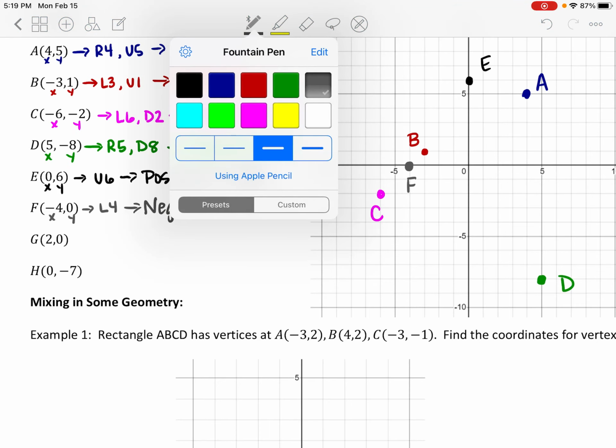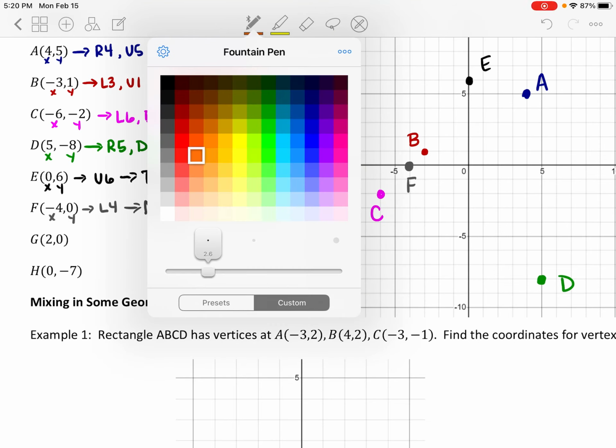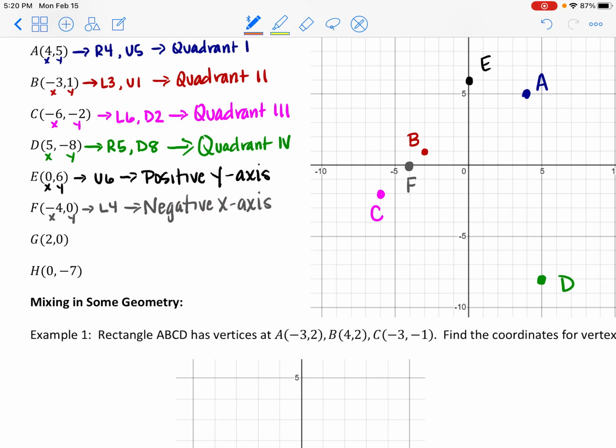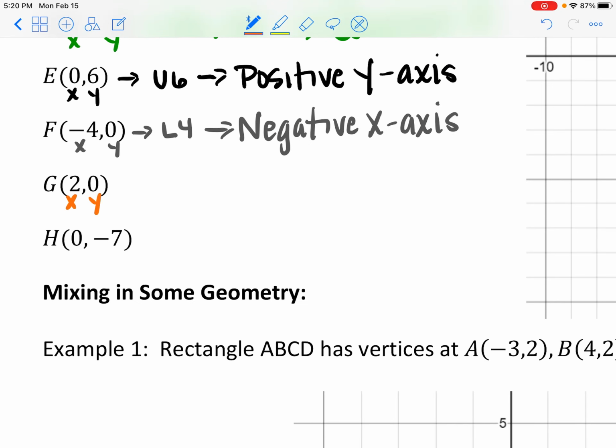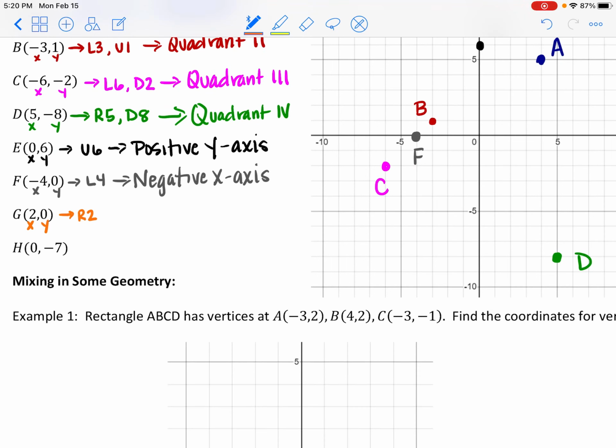All right. What do we have next here? Running out of colors. Let's go to a custom. How about orange? Okay, so 2, 0. Again, this is an x, this is a y. So positive 2 in the x spot means to go to the right. And again, it's 2, so right 2. 0 for the y, so I'm not moving up or down. So from the origin, if I go to the right 2, I land here. And so that is the location for coordinate G, and that is on the positive part of the x-axis.